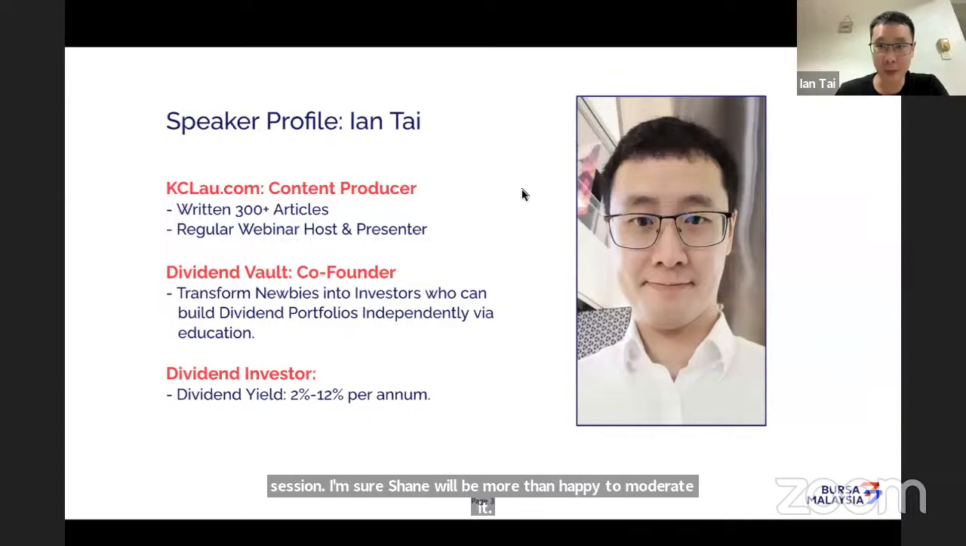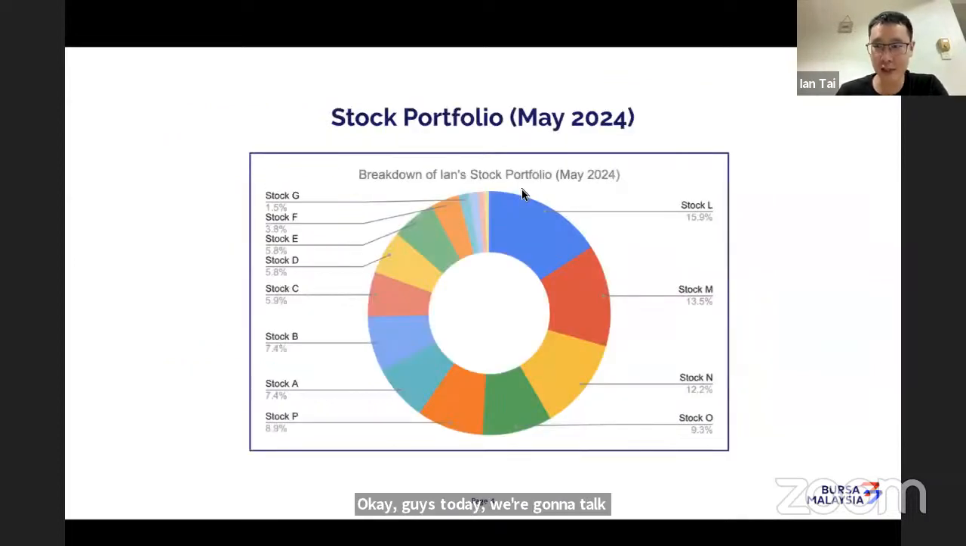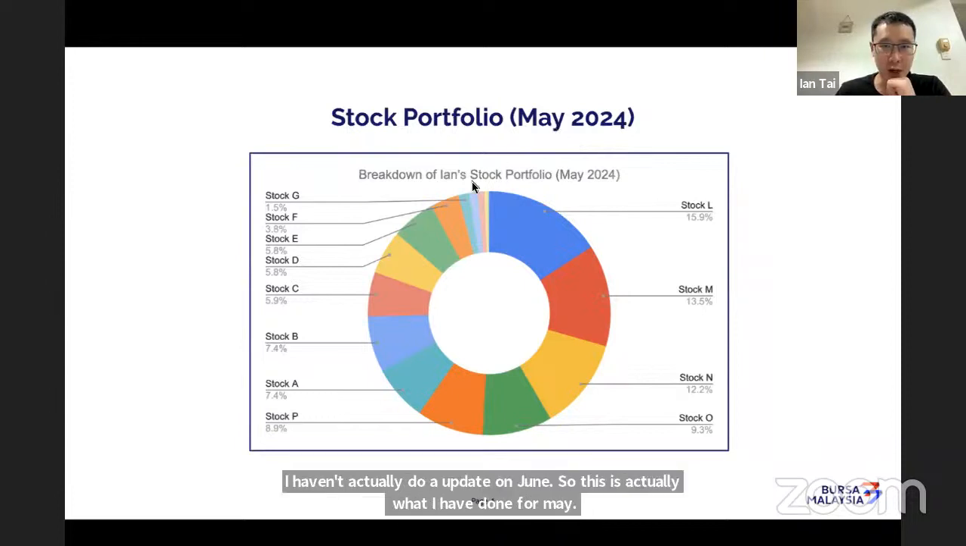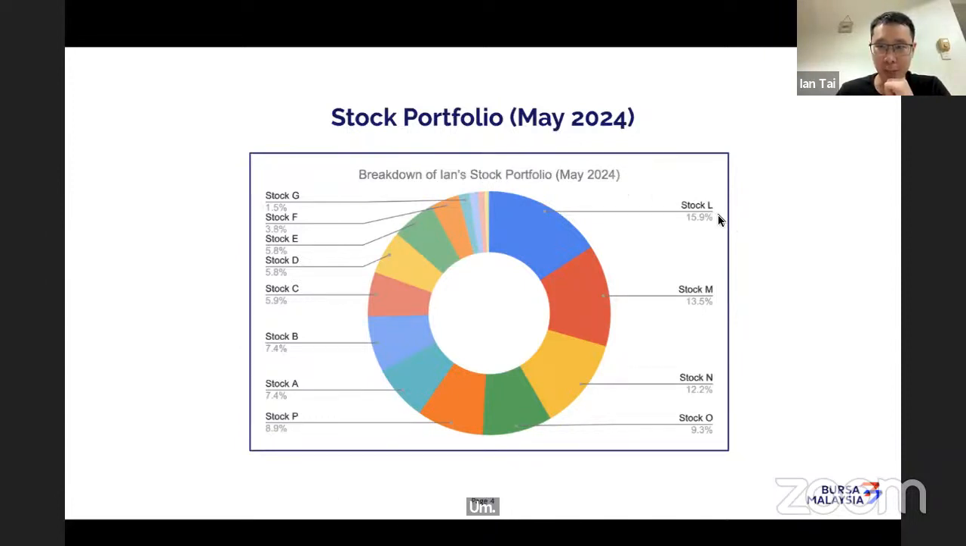Okay, guys, today we're going to talk about value traps. Before that, let me give you a brief introduction of myself as an investor and how I build my own portfolio. This is a screenshot of my stock portfolio as of 31st May 2024. I haven't done an update for June, so this is what I have done for May. This is how it looks at this point in time, whereby my biggest holding is this one. It accounts for 15.9% of my entire portfolio.